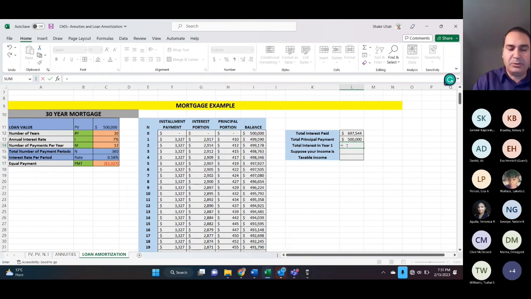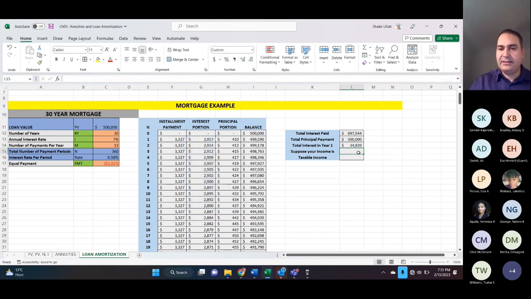Of course, that should be equal to the first 12 interest payments. If you want to calculate your taxes and want to know how much interest you have paid in the first year, that would be equal to the first 12 payments. So it goes up to that, right? $34,839.